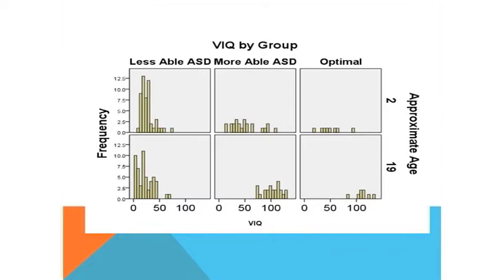But what I want you to see here is these are their IQs. On the top is at age 2, and at the bottom at age 19. And the IQs at 2 were not really different between the more able group and the optimal group, whereas they're very different from the less able group.